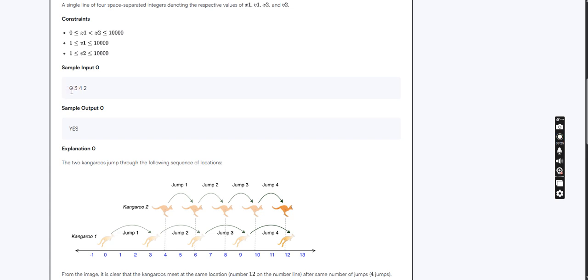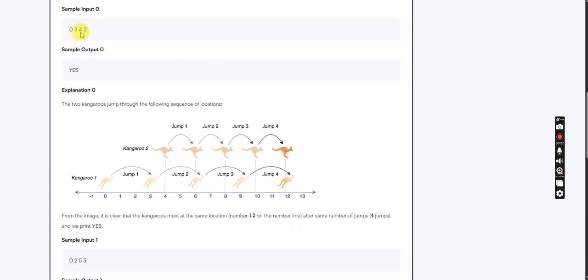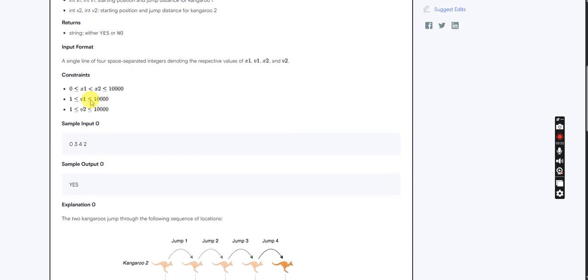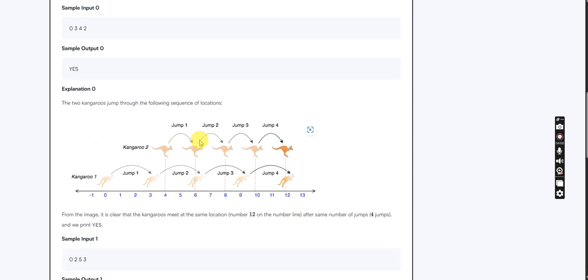You can see that the first kangaroo jumps from 0 to 3. The distance of the jump for this first kangaroo is 3. It's jumping 3 steps, a 3-step jump. Then the second kangaroo, let me just put it that way, is at index 4. What does it do? It jumps by 2 steps, right? It jumps by 2 steps. So that's what you can see in this diagram.